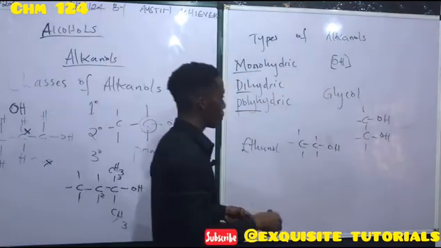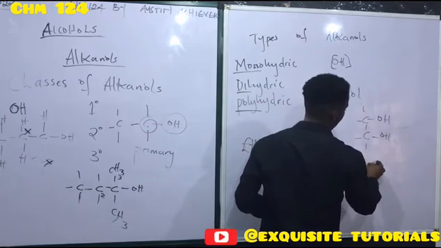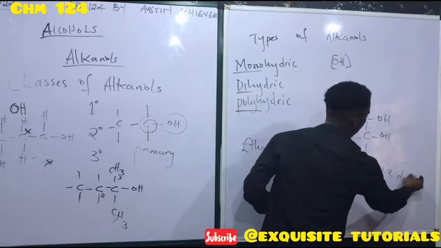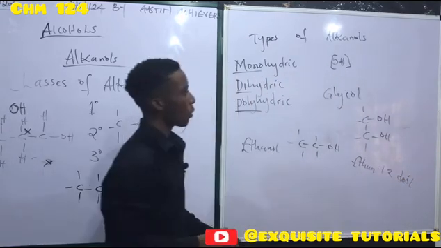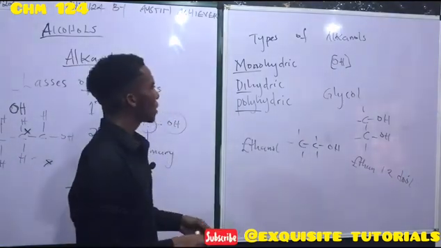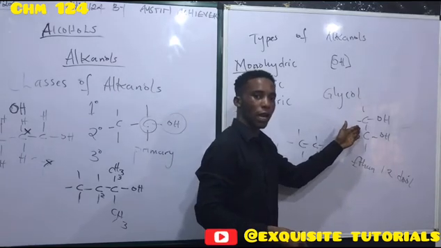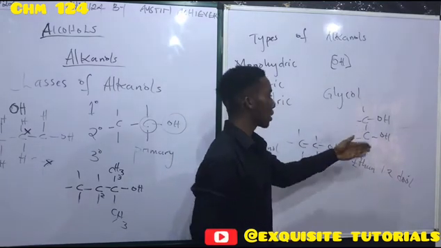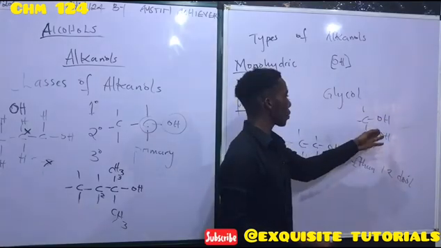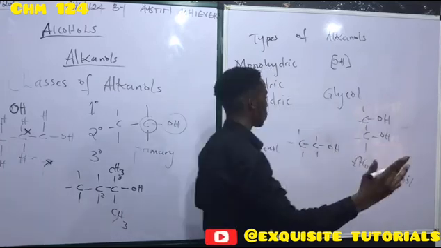What is the IUPAC nomenclature? It's a 1,2 diol. You can also call it glycol. Do not forget, glycol. This is a dihydric. How is it a dihydric? It possesses two hydroxy functional groups attached to the same compound.